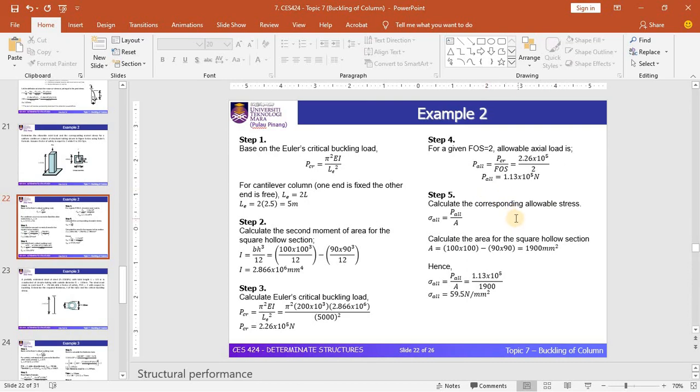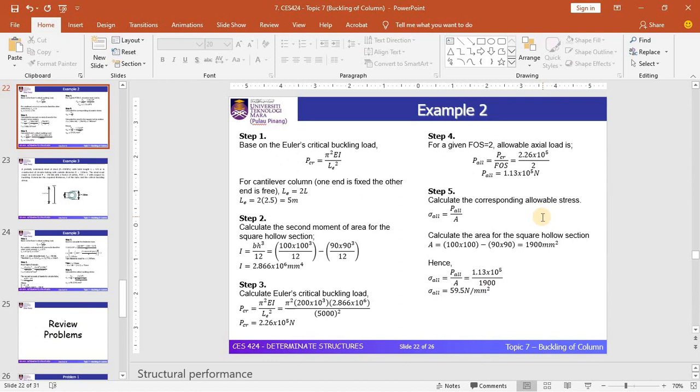Once you have obtained the value of P allowable, you can calculate the corresponding value of allowable stress. You can simply use this equation. In this step, you need to calculate the area of the square hollow section. This is the value of the square hollow section area, given by 1900 millimeter square. By using this equation, you can see that the allowable stress for this column is equal to 59.5 Newton per millimeter square.